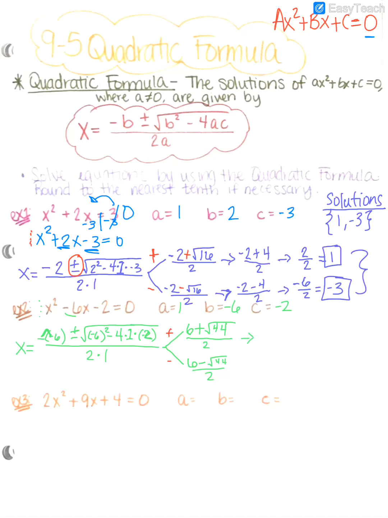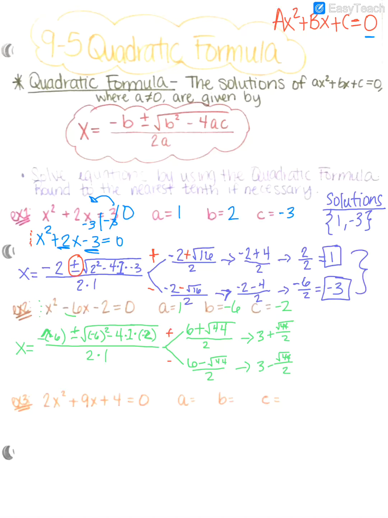And then we're going to continue. We're going to be simplifying that. So we're going to see that 2 is going to go to both of these. So it'll be 6 over 2, which gives us 3, plus square root of 44 over 2. And same thing at the bottom. It'll be 3 minus square root of 44 over 2.